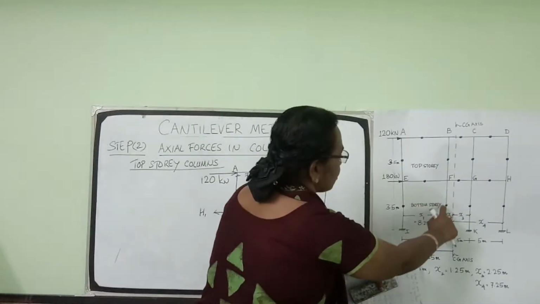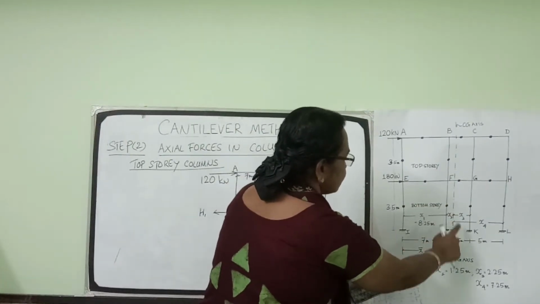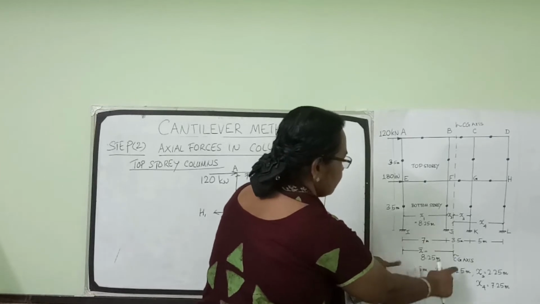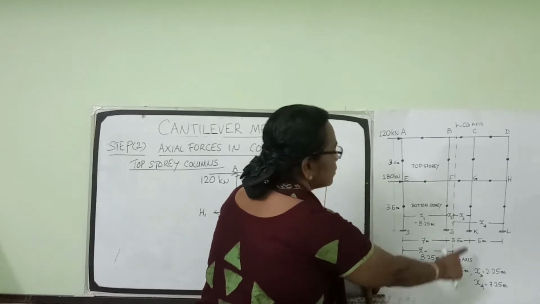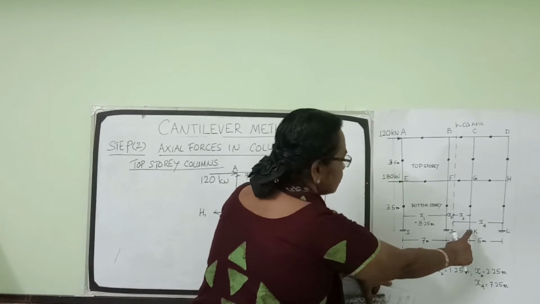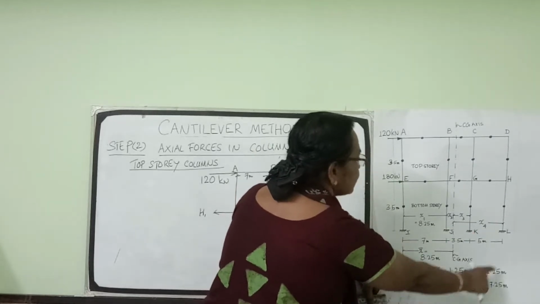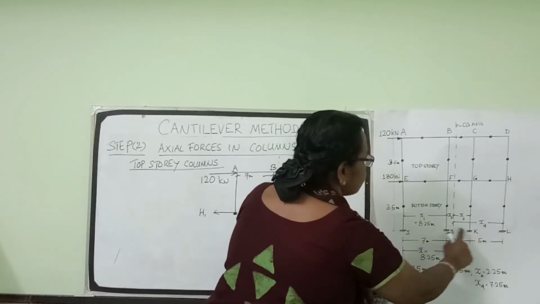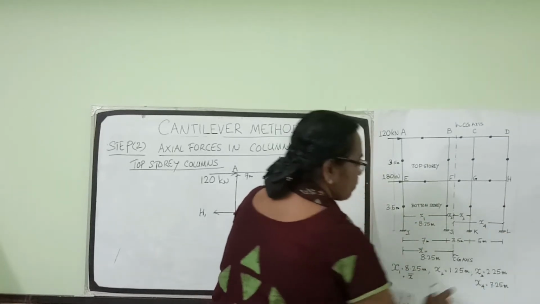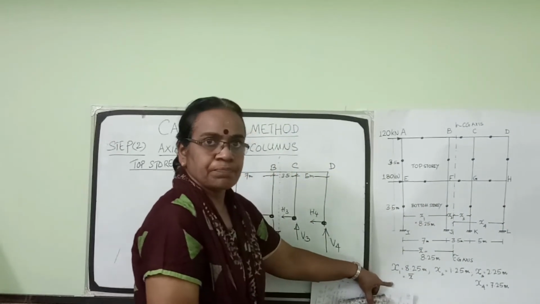Distance of the second column from the center of gravity is 8.25 minus this 7, 1.25. The distance of the third column from the CG axis is 2.25. Distance of the last column from the CG is 7.25 meter.